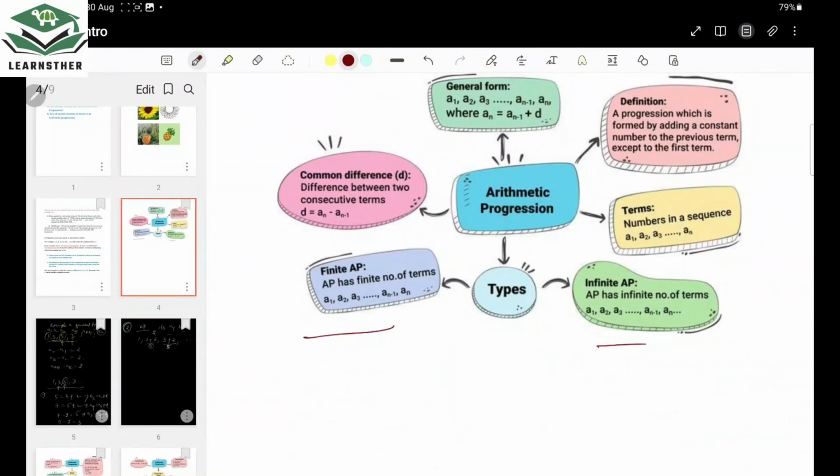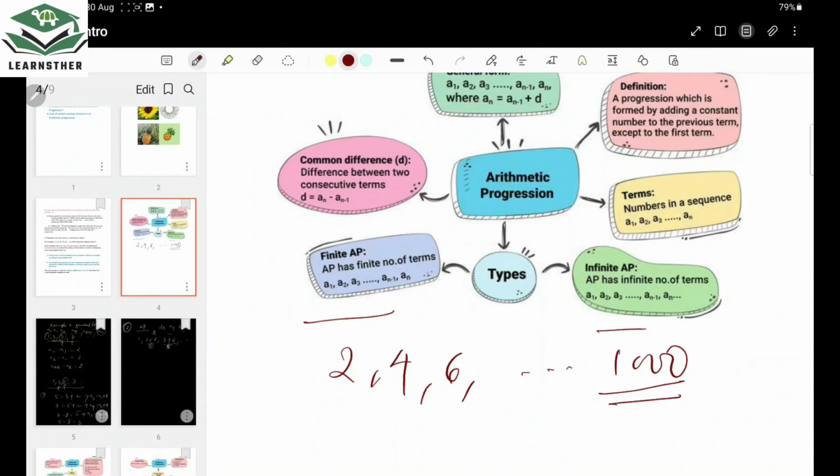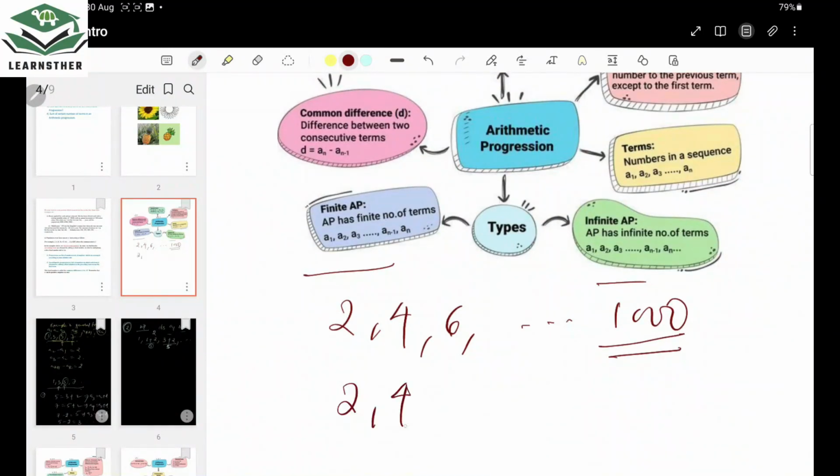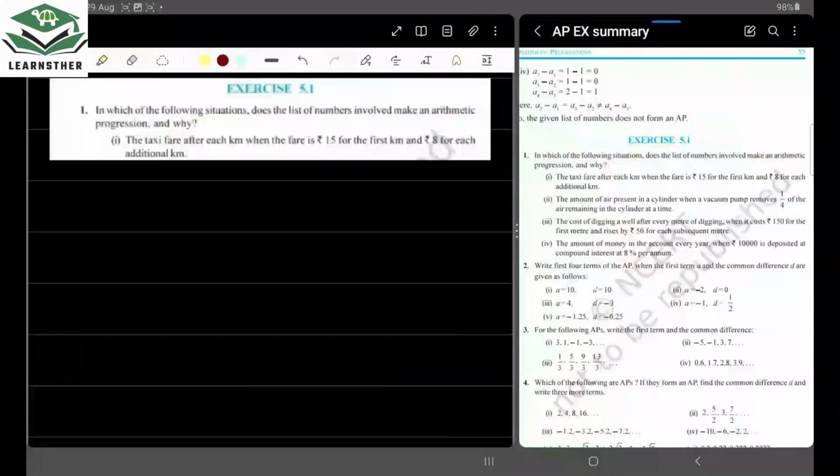Now see what is finite AP and infinite AP. Finite AP means it has a last term, it has limited terms. Okay. Suppose 2, 4, 6, up to say 1000. This is its last term. Infinite AP, it is continued. It has no last term. Okay. Let's discuss some exercise questions.